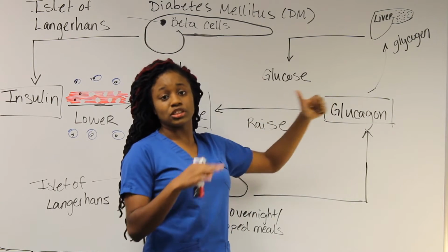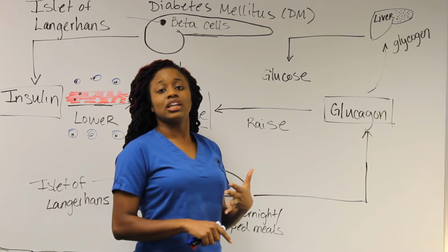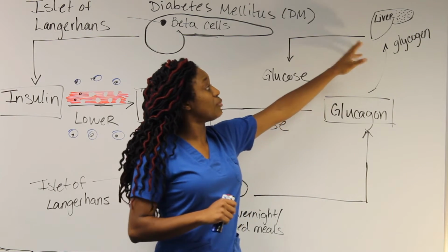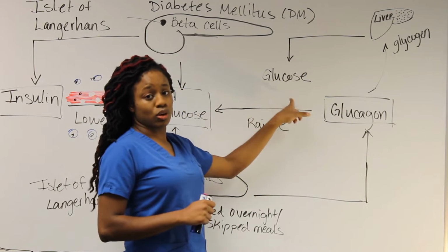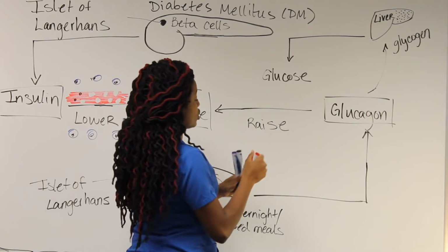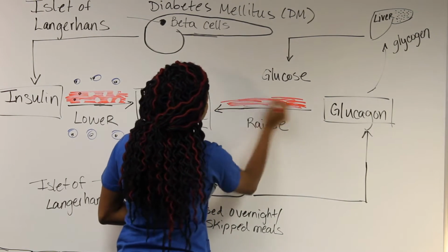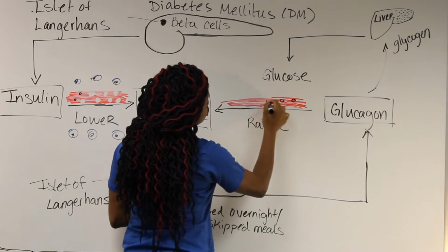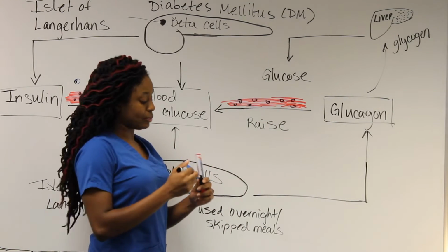We need that now because we still have to continue doing our tasks and we haven't eaten, we haven't gotten any food, we need fuel. So the liver goes ahead and gives up that glycogen. Once that glycogen is given up, it turns back into glucose, right? And then from there, I'm going to draw on this side my bloodstream, okay? And it is going to put the sugars back into the bloodstream, okay?